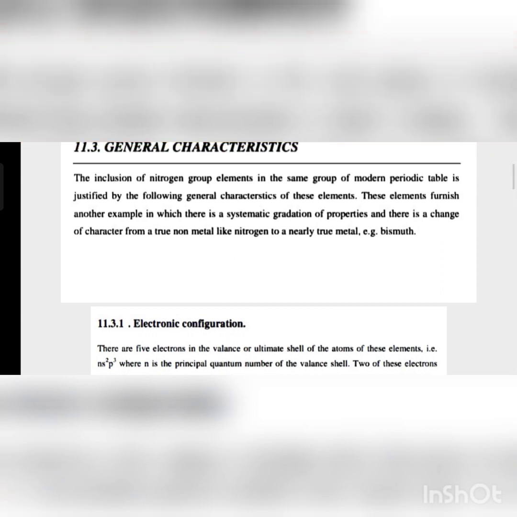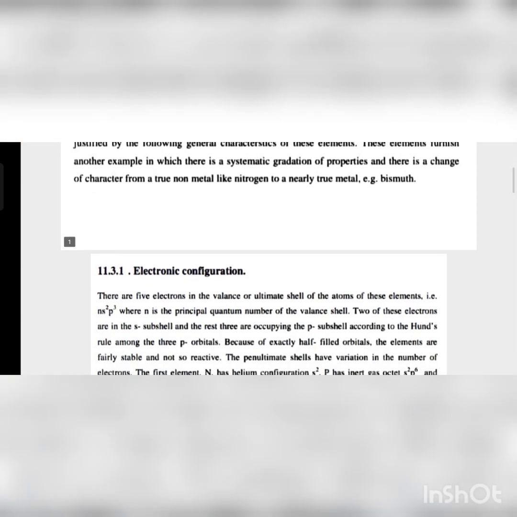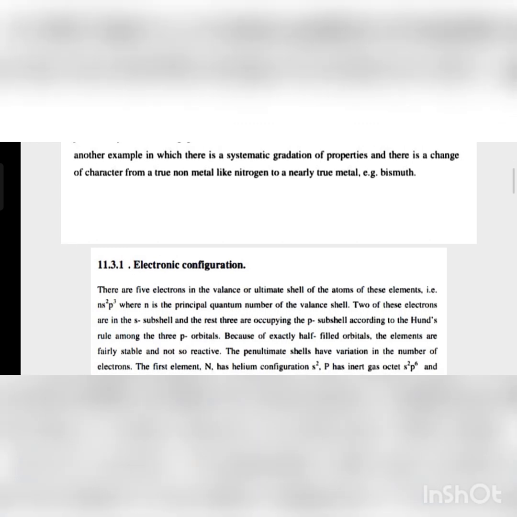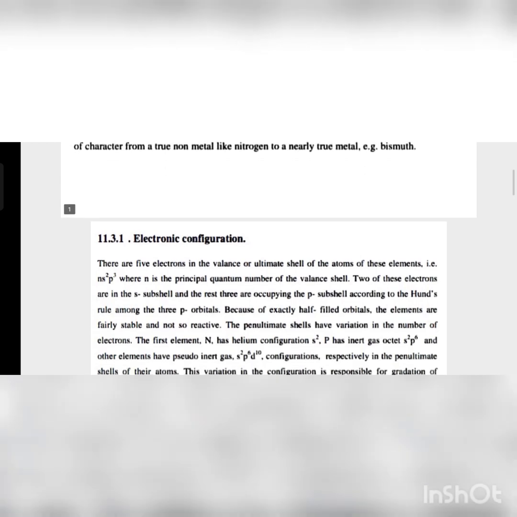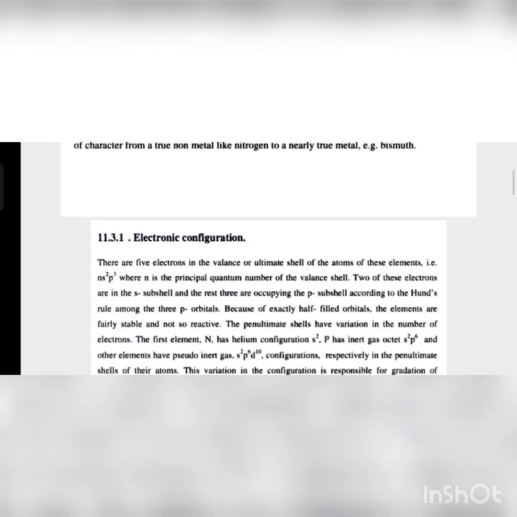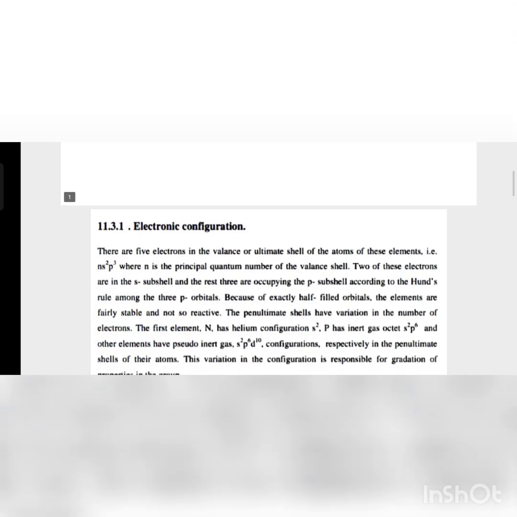Electronic configuration of group 15. There are 5 electrons in the valence or ultimate shell of the atoms of these elements, that is ns2 np3, where n is the principal quantum number of the valence shell. Two of these electrons are in the s subshell and the rest three are occupying the p subshell according to Hund's rule among the three p orbitals. Because of exactly half-filled orbitals, the elements are fairly stable and not so reactive.